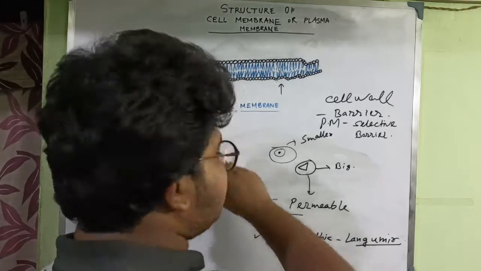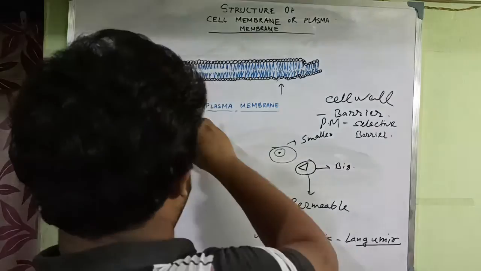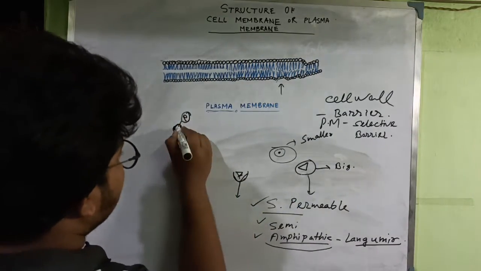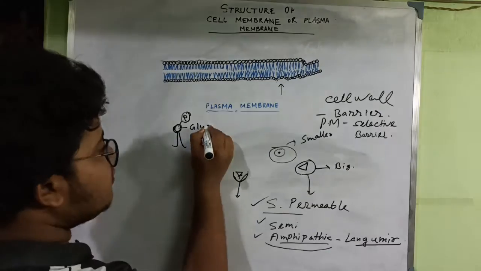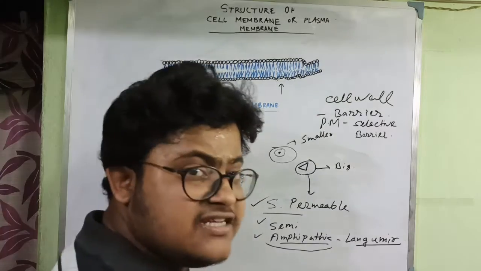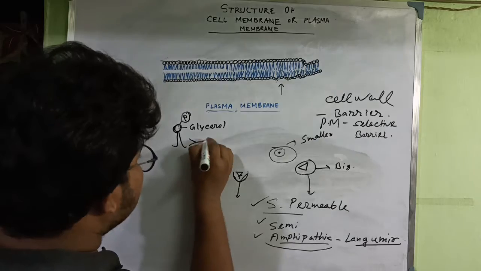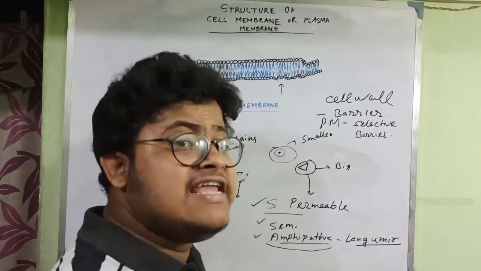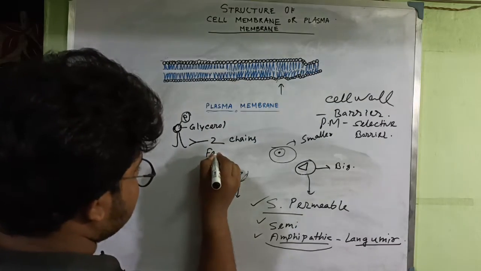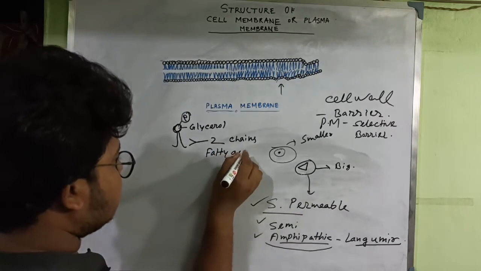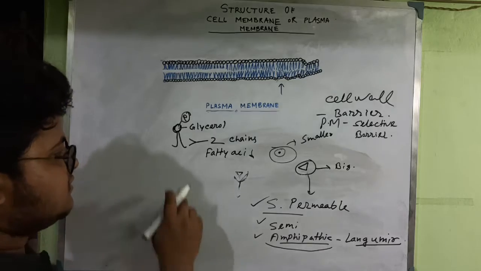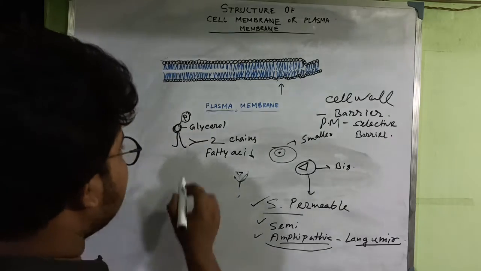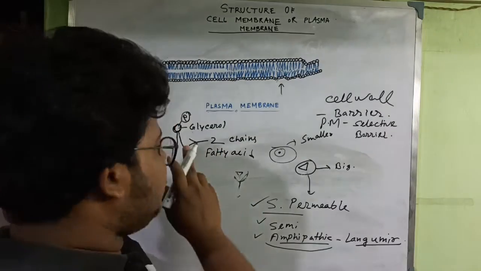When Langmuir discovered the structure, he was not given any information regarding the protein molecules, but he deciphered the cell membrane as a layer of phospholipid, where phosphate is connected with the glycerol molecule, and there are two chains of lipids or fatty acid. This is the entire phospholipid layer, and this is the glycerol connecting with the phosphate.